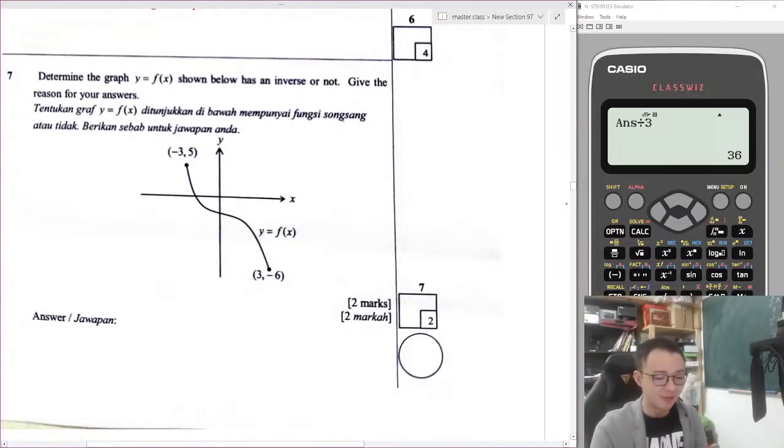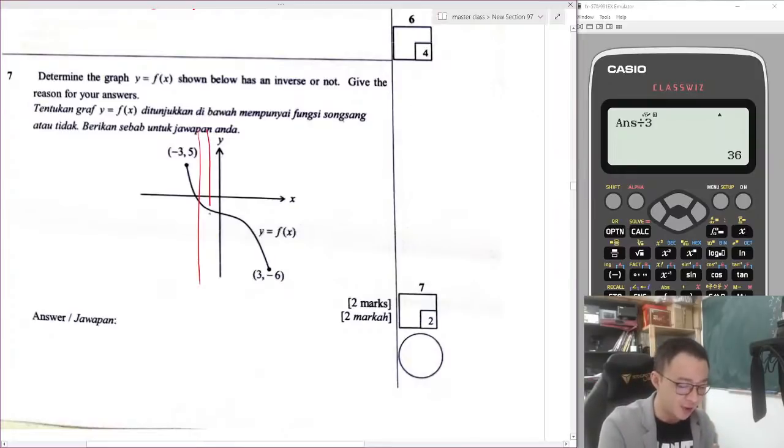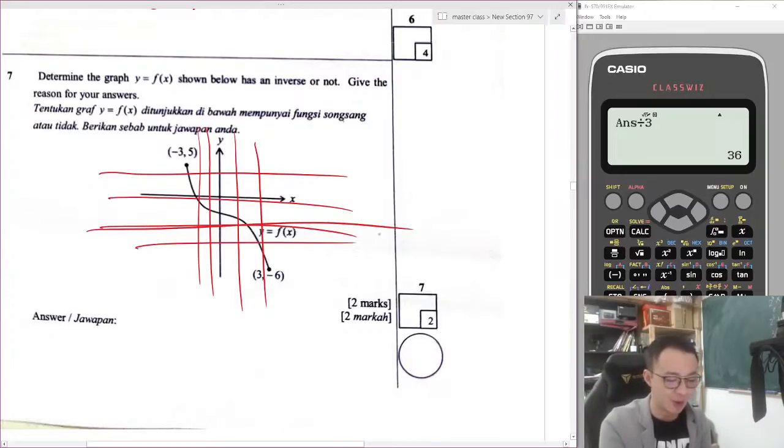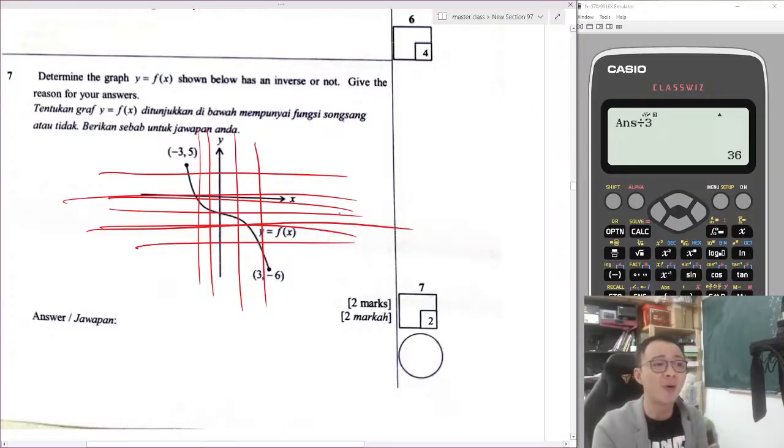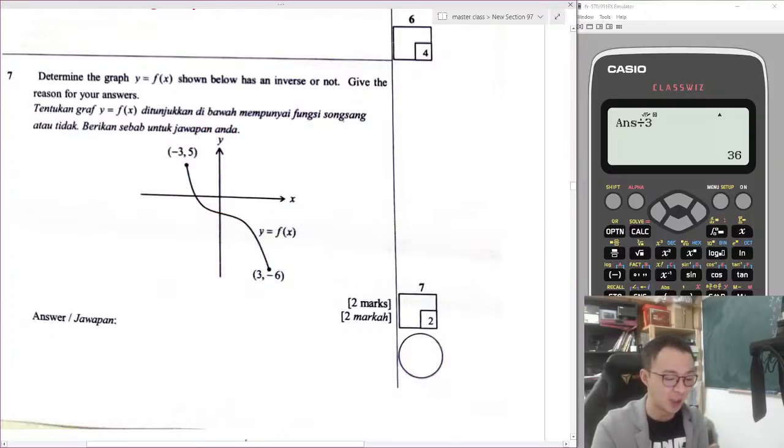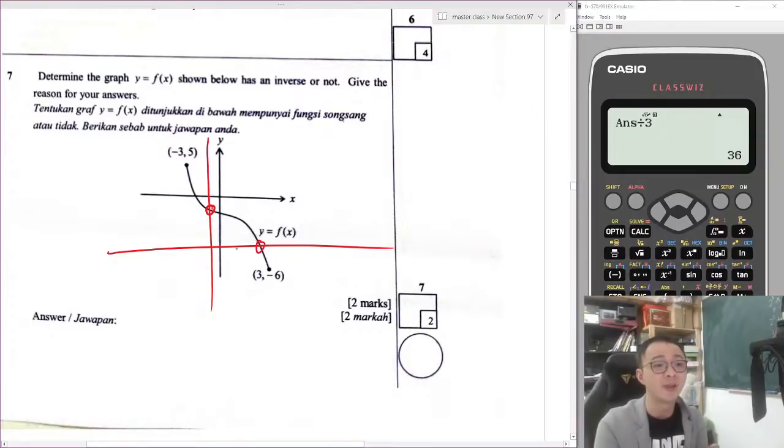Yeah, we have some graph and then they want to know whether it has an inverse or not. So over here you must understand, in order for a function to have an inverse function, it must be a one-to-one function. One-to-one function means whenever you draw a vertical line you can only touch one point. Whenever you draw a horizontal line you can only touch one point. If you touch more than one point, it will not be one-to-one. So you can see if I draw a vertical line, I only touch one point. If I draw a horizontal line, I also only touch one point. So this one is a one-to-one function.